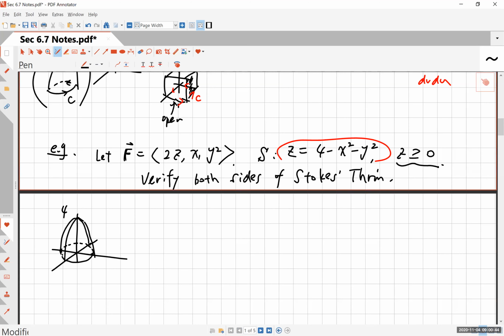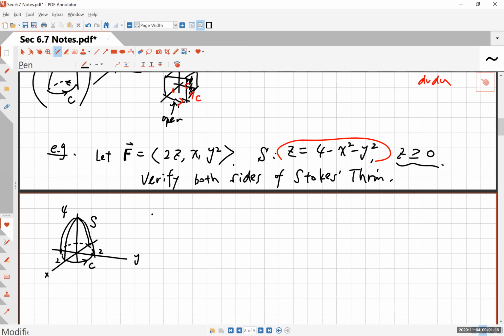And because z is bounded by the xy plane here, or the surface is bounded by the xy plane, this is the curve, right? C is this circle on the xy plane of radius 2. How do I know it's radius 2? Because it's 4 minus x squared minus y squared, right? So think of this as your surface S. Okay, so the surface S is this paraboloid, and the boundary curve is this circle C on the xy plane.